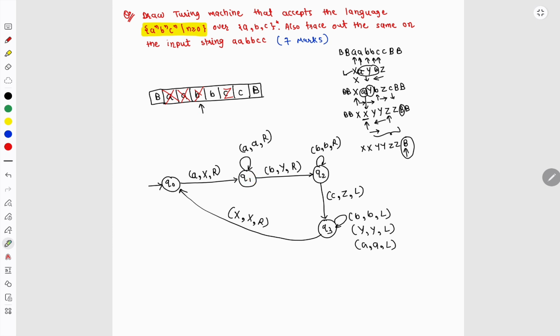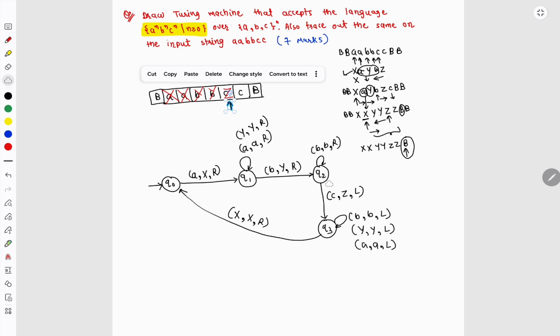Now if we give Q1 state capital Y, we need to keep that capital Y as it is and move towards the right hand side. So we need to write here that if we give Q1 state capital Y, keep capital Y as it is and move towards the right hand side. Now the read write head will be at this. Now B occurred, and from this diagram we can see that if we give Q1 state small b, we need to convert that b into capital Y and move towards the right hand side. So we will convert this small b into capital Y and move towards the right hand side.